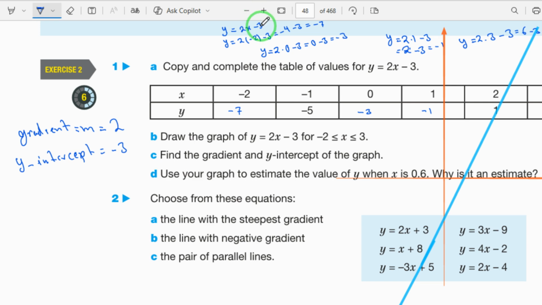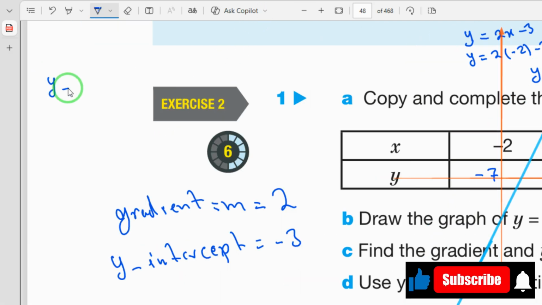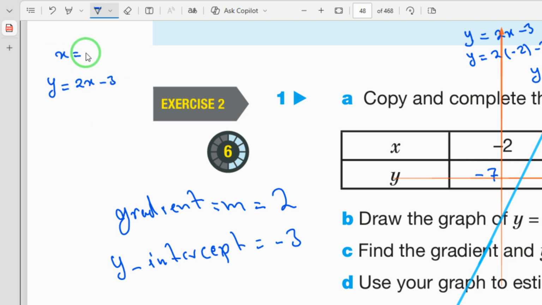We use the equation here. We have y is equal to 2x minus 3. If x becomes 0.6, then y is equal to 2 multiplied by 0.6 minus 3. We calculate this one. 2 times 6 is 12. We separate one decimal point, minus 3.